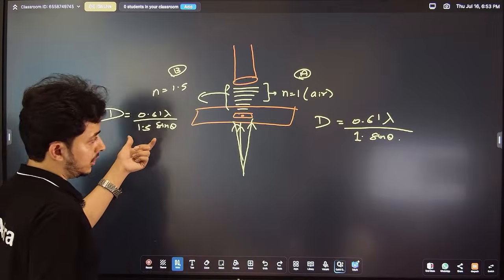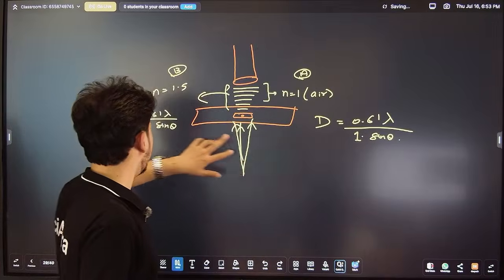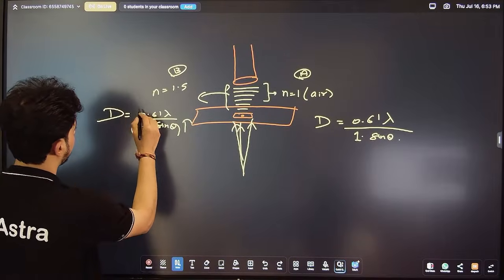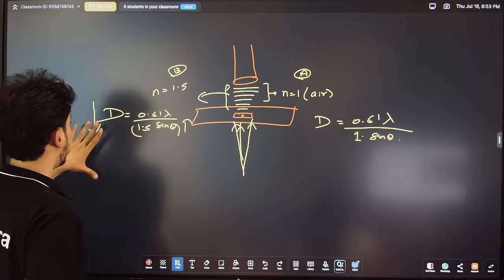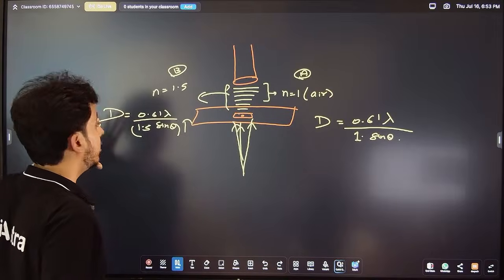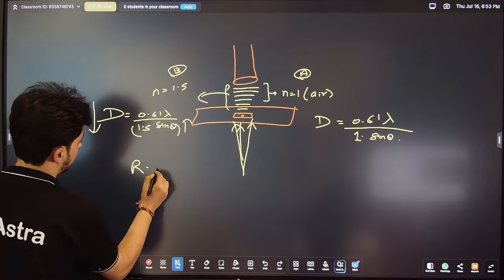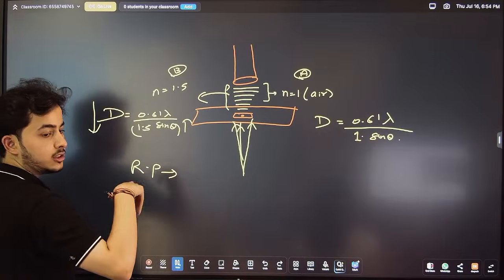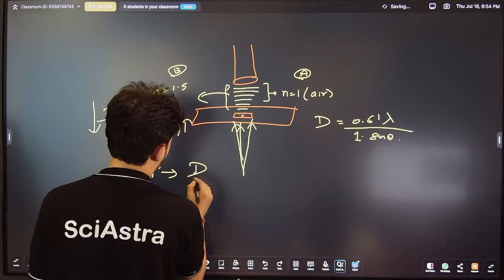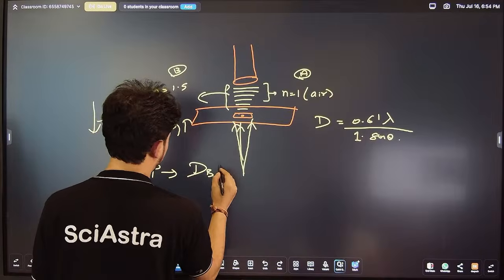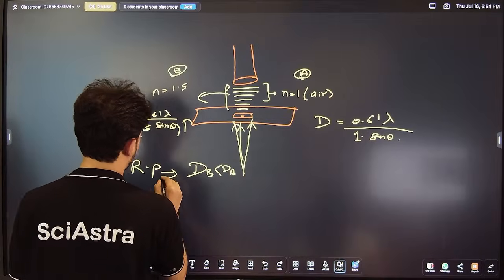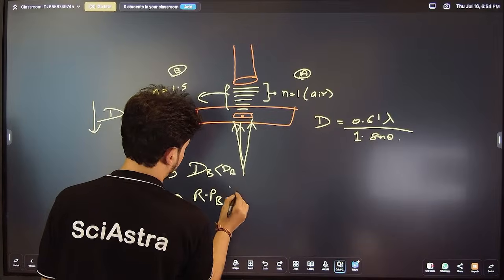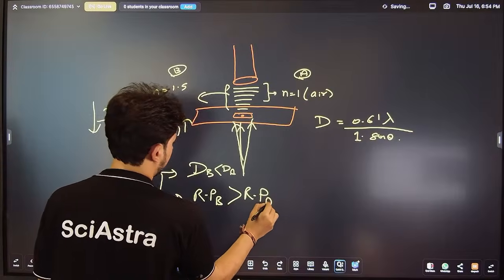Now you can see in this case the denominator value is more, so this fraction becomes lesser. That means the limit of resolution value is lesser for B. That means the resolving power for this particular microscope with the immersion oil is higher. Because dB is less than dA, we can say that the resolving power of the second case is higher as compared to the resolving power in the first case.